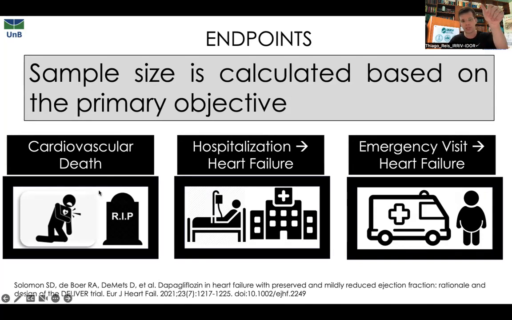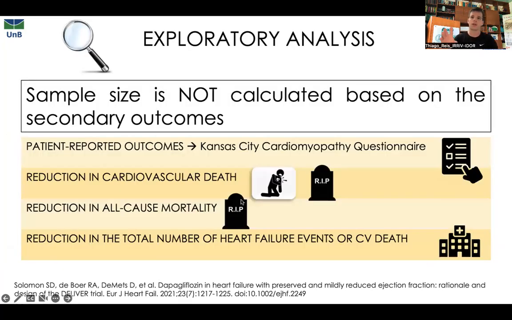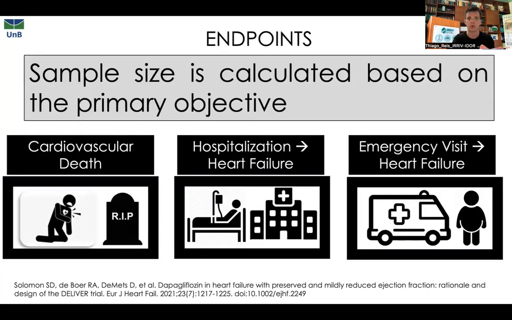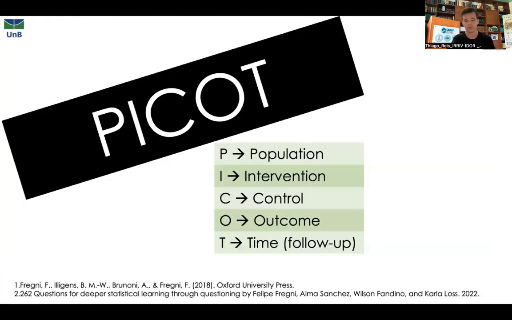So cardiovascular death, hospitalization for heart failure, or emergency visit for heart failure. Concerning secondary outcomes, for example, the patient reported outcomes, which is a subjective metric, and for example, reduction in all-cause mortality. Remember again, the sample size was not calculated for these outcomes, but rather for these other outcomes.